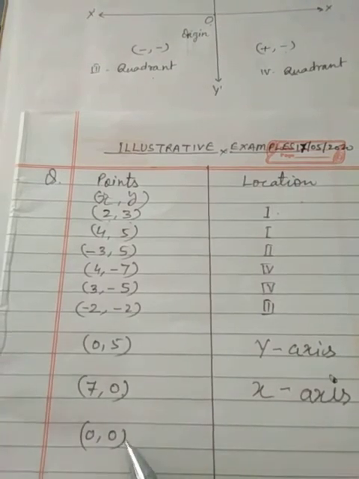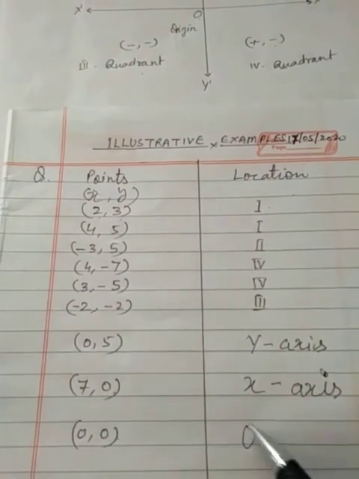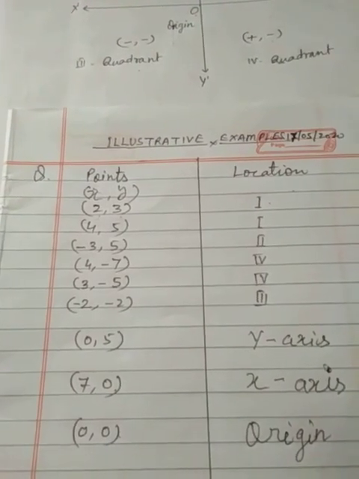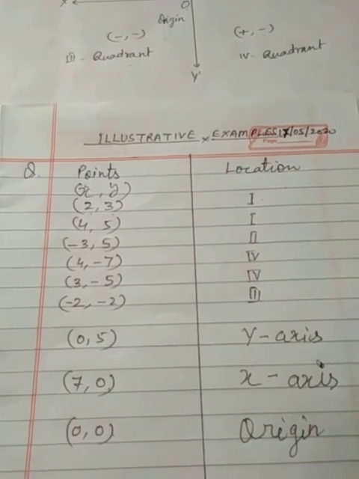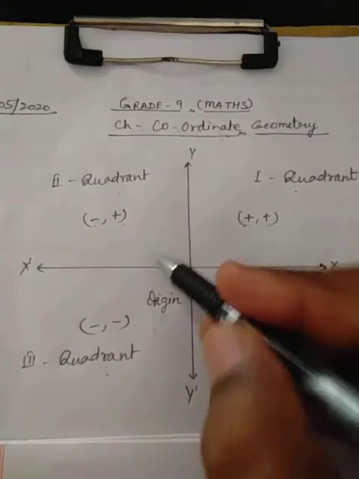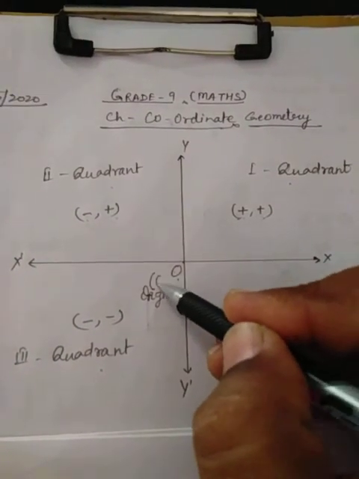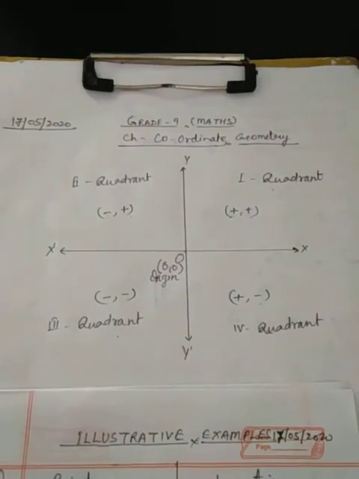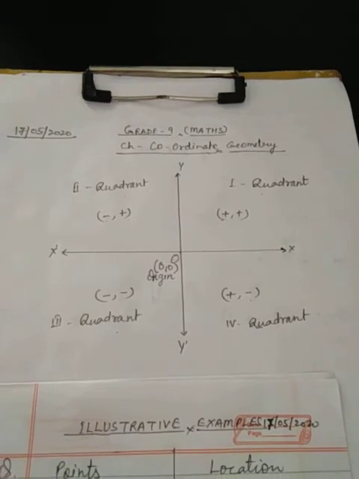Now 0 comma 0, what is 0 comma 0? Origin. And what is the origin? Origin is the point of intersection of axes, as I showed. You can understand this thing from here. Origin is this, and the coordinate of origin is always 0, because all the points which we are going to locate will be with respect to the origin, right? So this is about the coordinate system.